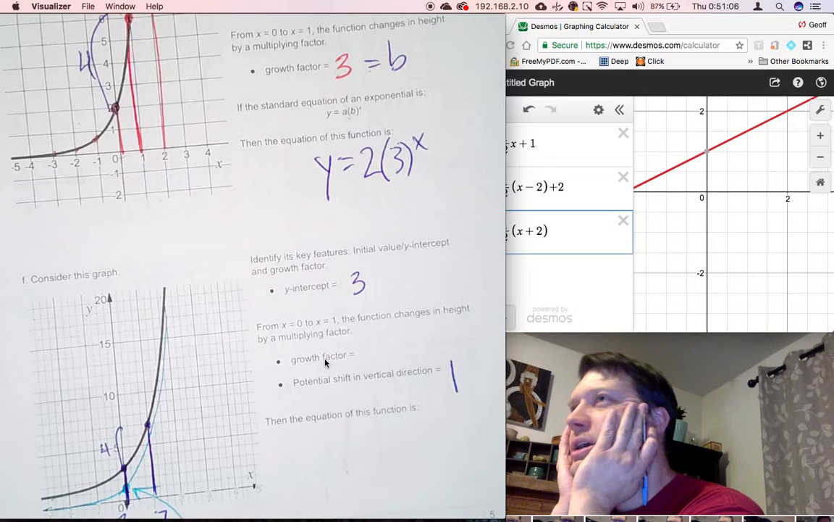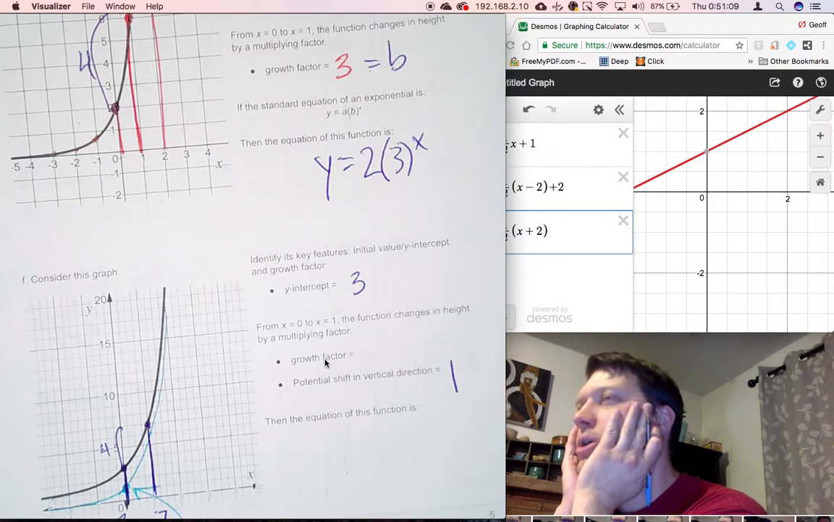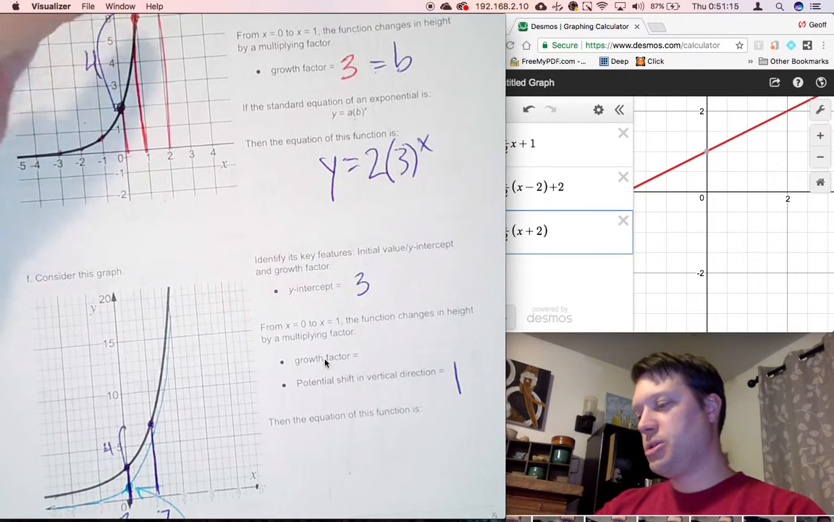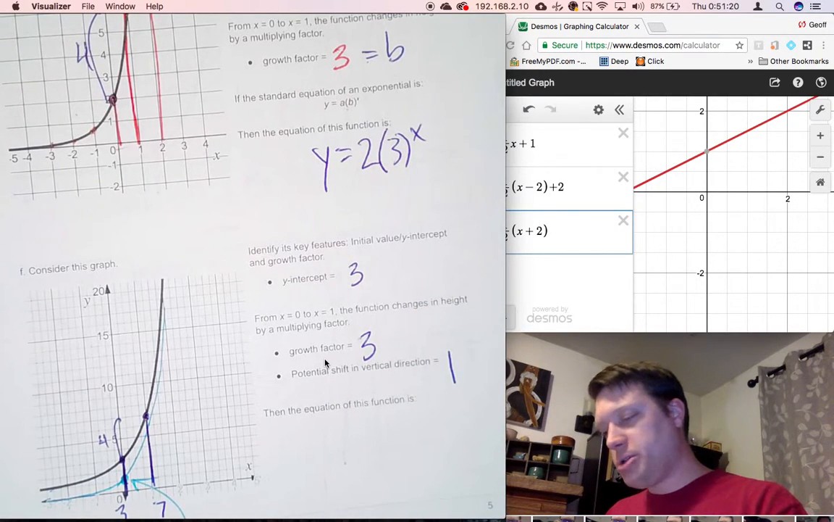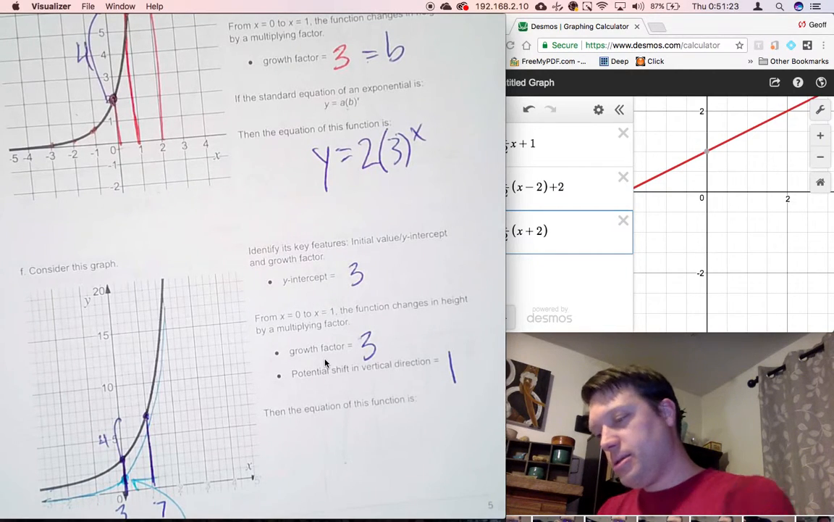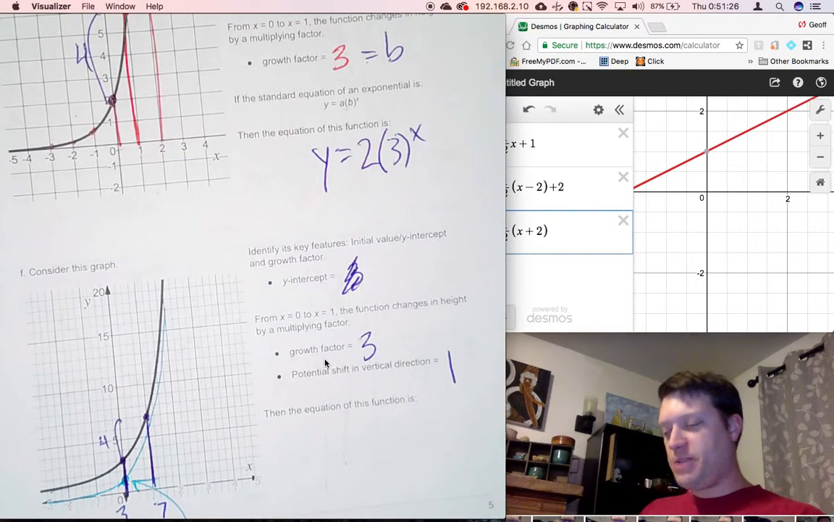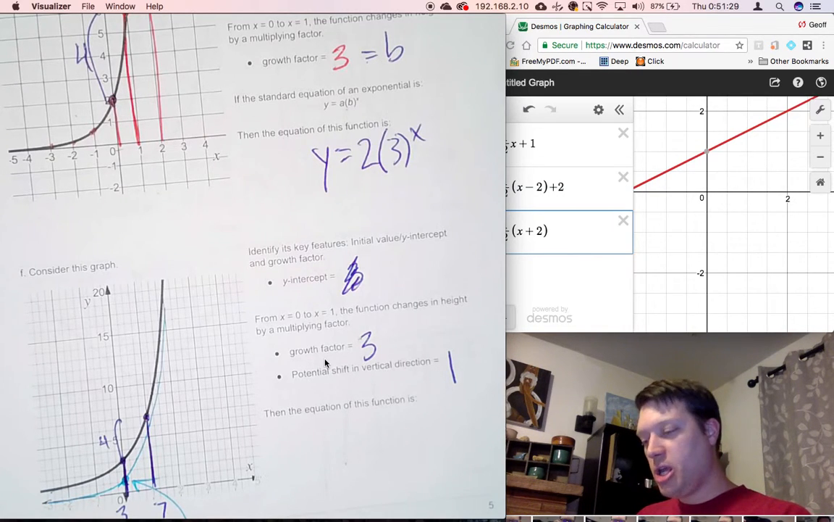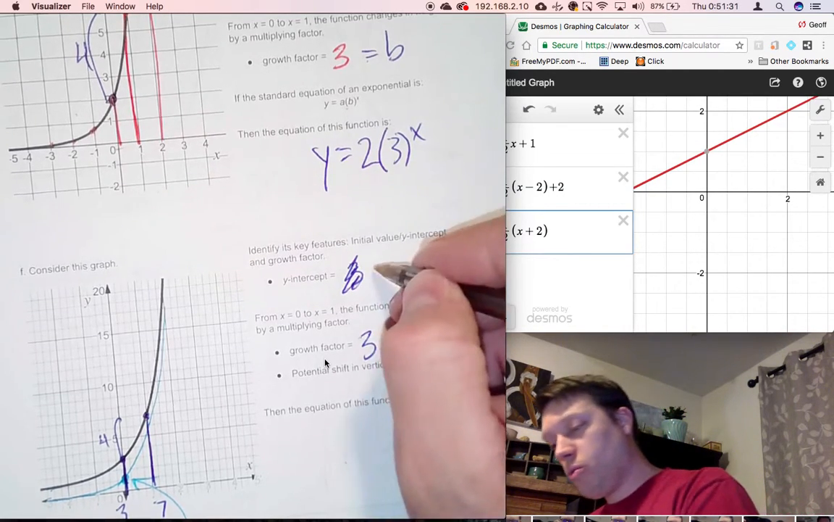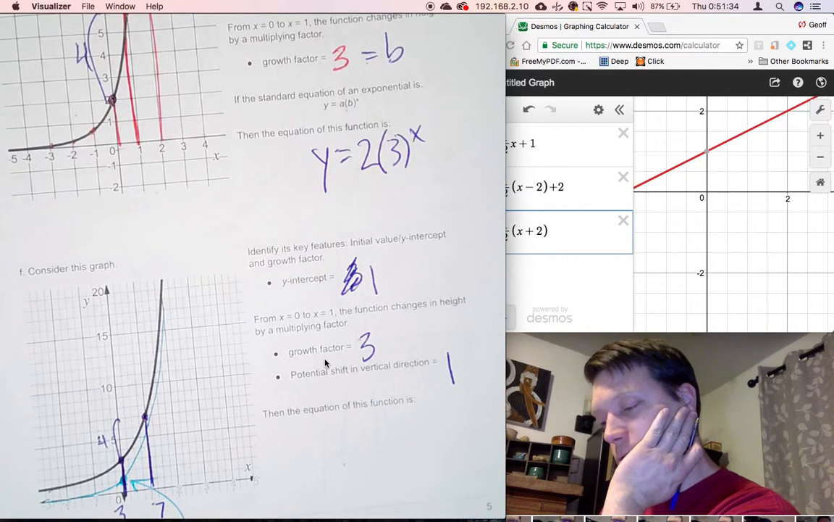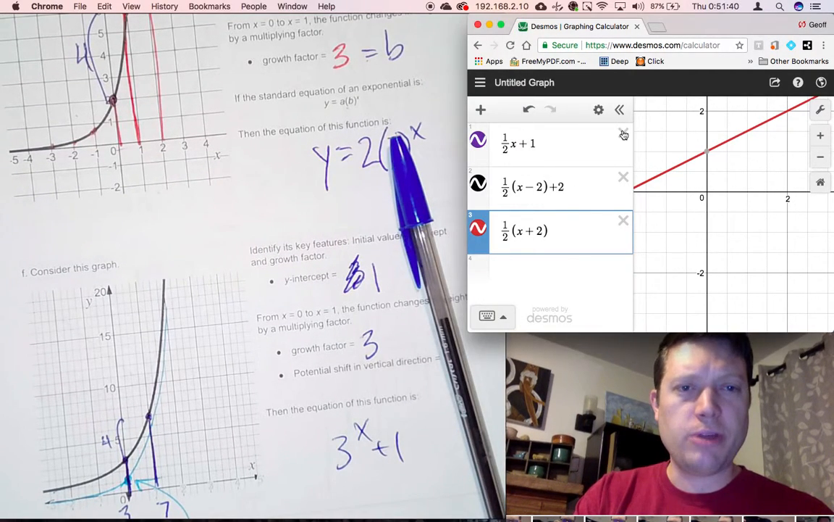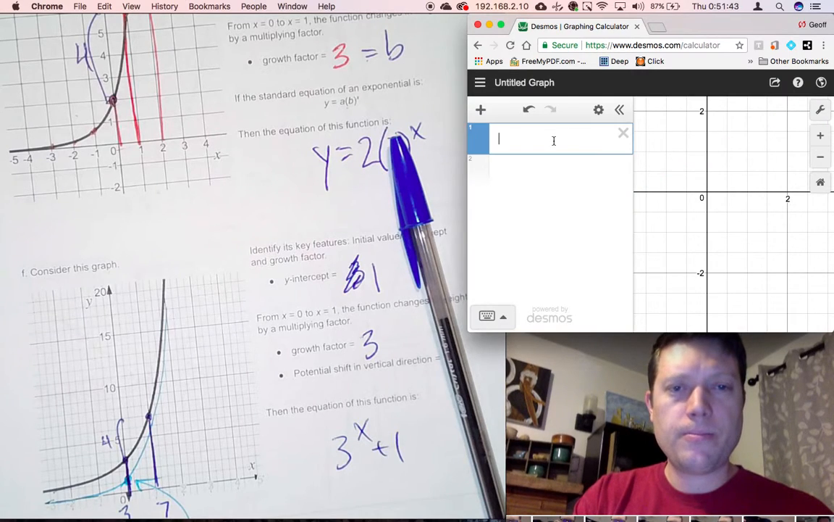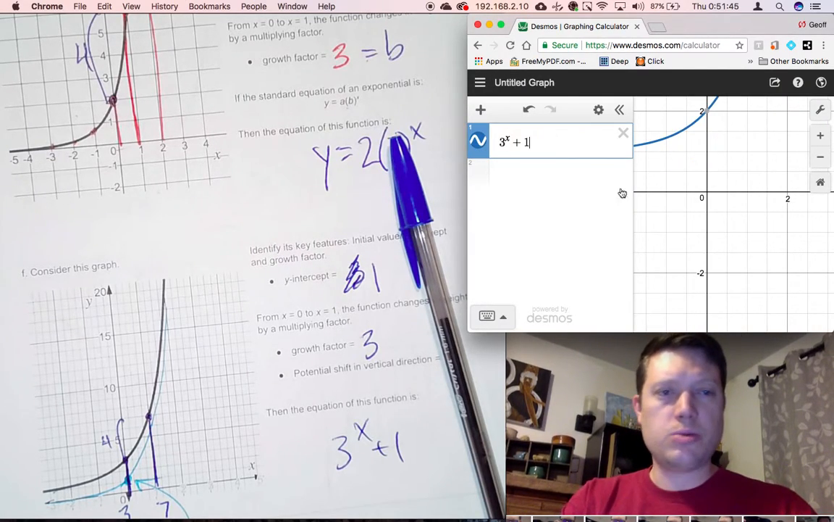growth factor of 3. I think it has to be a growth factor of 3 because the 2 goes to the 6. And so, yes, the y-intercept is 3. But if we were not shifting it in the vertical direction, the y-intercept would be 1. So the equation of this function is 3 to the x plus 1. Let me graph that. I'm not really fully confident on that right now. Okay. 3 to the x plus 1.